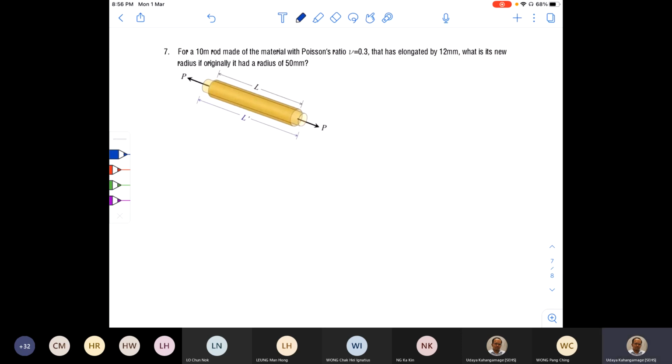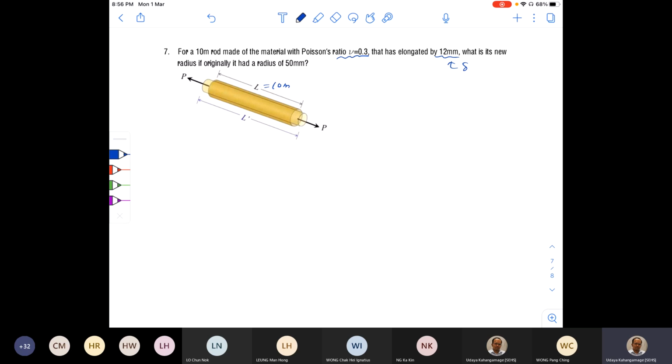Question number 7 is based on the Poisson's effect. Okay, so let's read the question first. For a 10-meter rod, the L is 10 meters, made of a material with Poisson's ratio nu equals 0.3, that has elongated by 12 millimeters. So it's an axial elongation. So this is the delta.